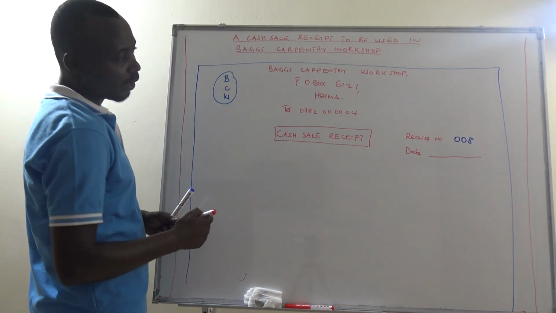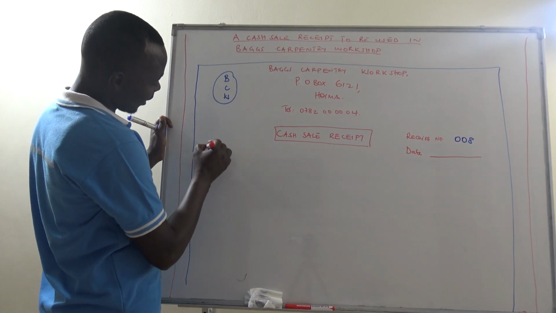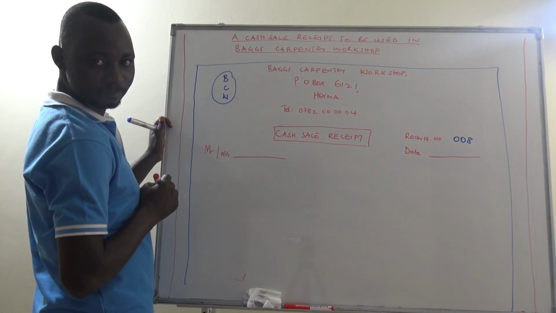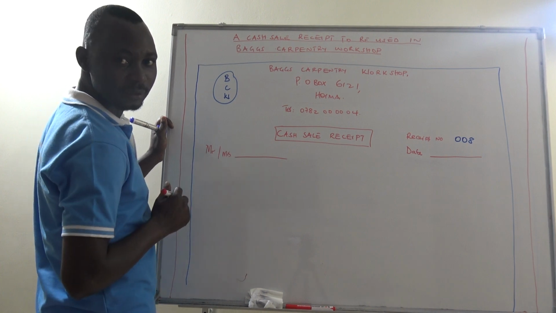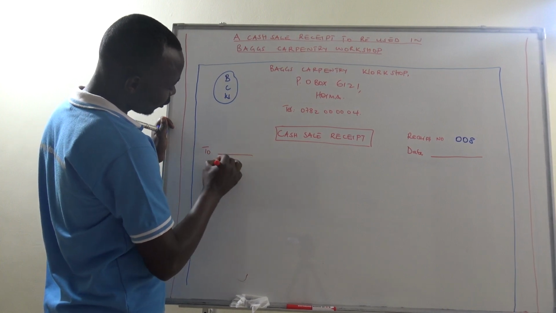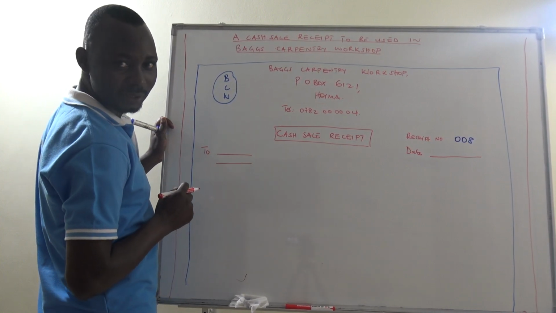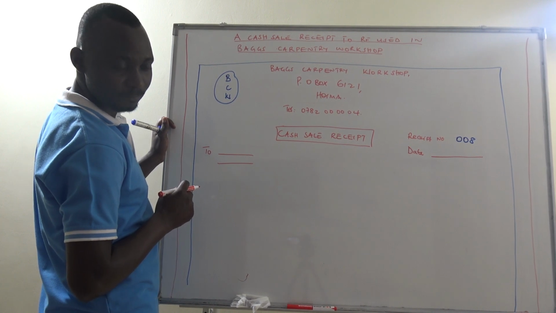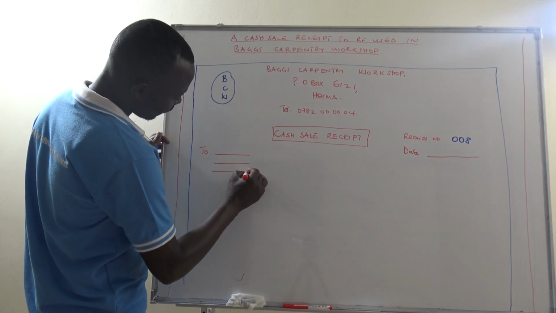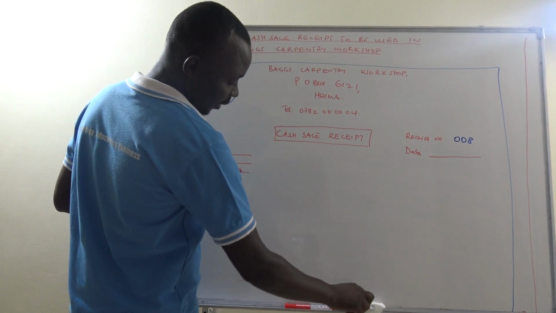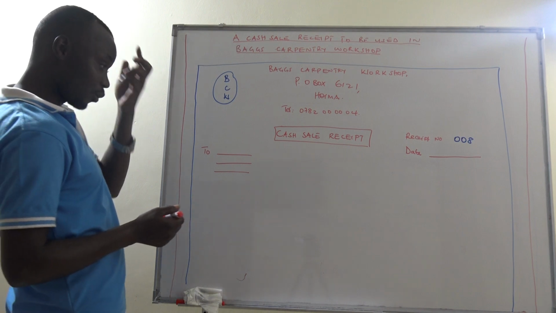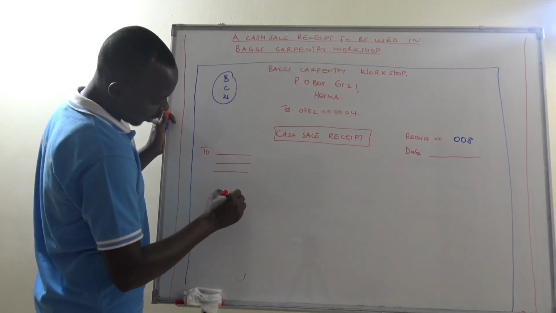Then from there, to whom are we writing? Someone can say Mr., Mrs., and put a dash. This person is right. Someone can say To and put dashes. This person is right. So which one do you want to use? Let's use this one. Then after that, we have to put the table showing the details of goods. This table you can start from here.